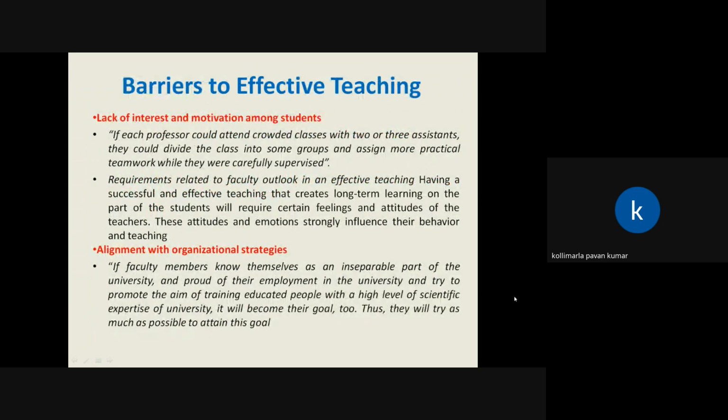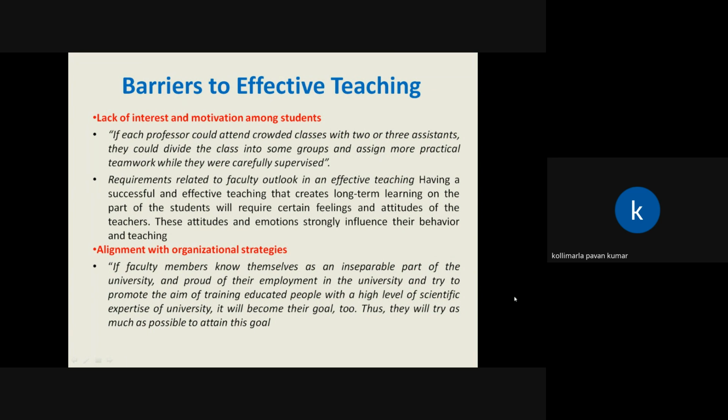And the next one is the lack of interest and motivation among students. Now each professor could attend crowded classes with 2 or 3 assistants. This is very important. Many of these colleges will generally think of the AICTE norms, or they will put simply a 1:15 or 1:20 ratio, but very few will follow that. Even if they follow, there are discrepancies and the scenario is not exact. The problem is that one professor, assistant, associate, or simply one teacher cannot monitor the performance individually.